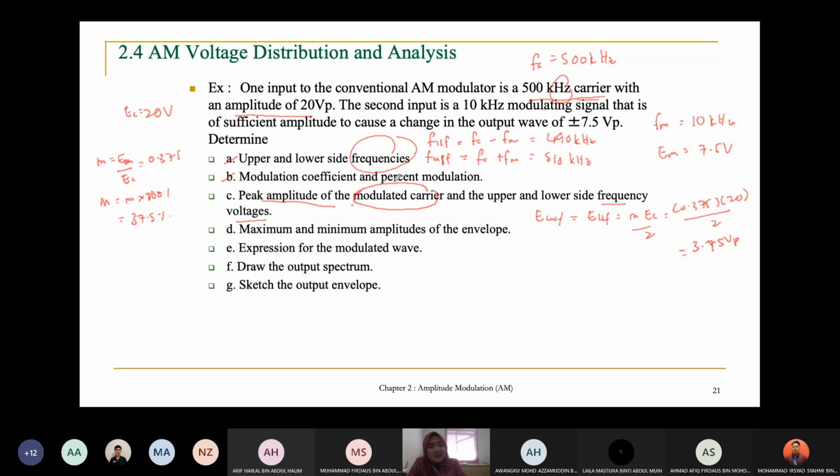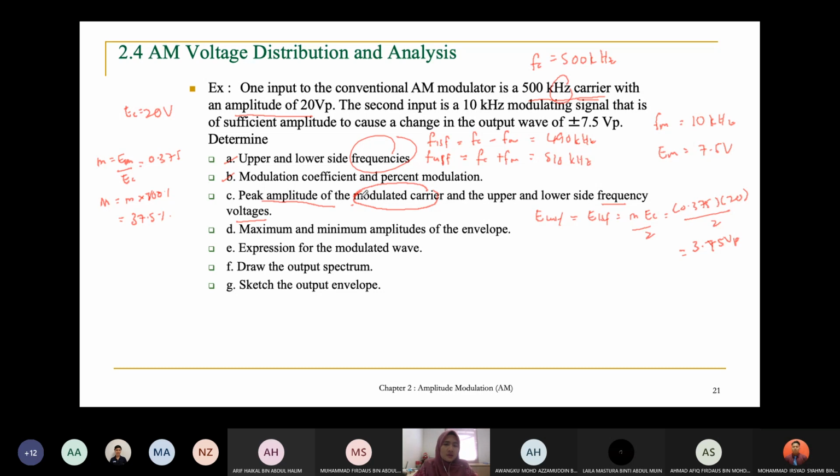Okay, since there's no response, I think that you guys didn't know how to get the value for the peak amplitude of the modulated carrier. This one, the value here, this is the carrier. However, this is the carrier at the input. When we talk about modulated carrier, this is the carrier at the output.